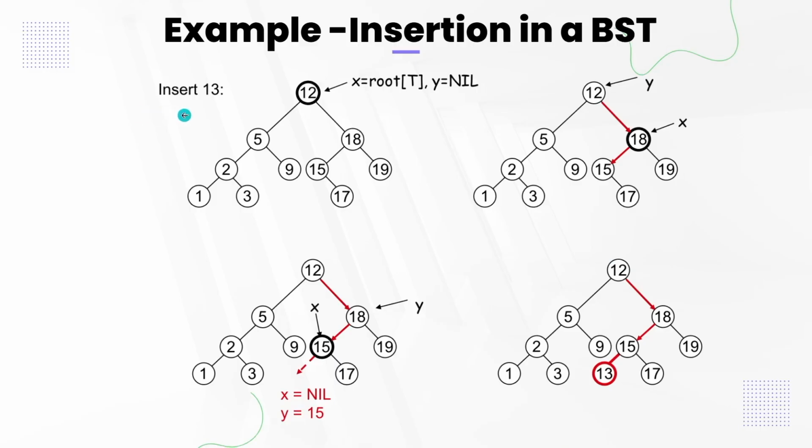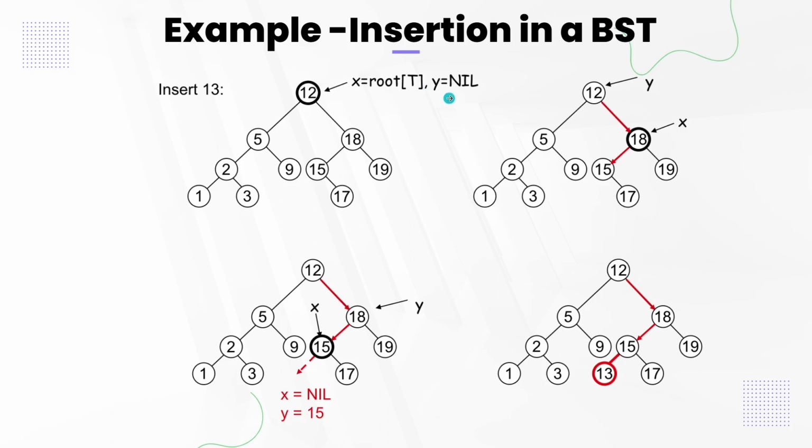We are going to insert an element 13, and our root is 12. The insertion operation always begins with the root element in a binary search tree. So, we fetch the root of the tree and put it in x, and we initialize y with the value of null. Remember that whenever we do insertion, we take two pointers, one pointing to the current node, which is x, and the other a trailing pointer.